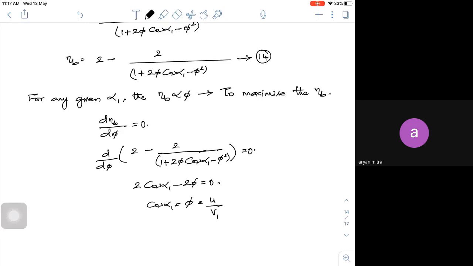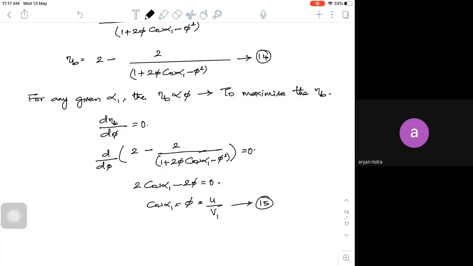So at any given point, your speed ratio will be the cosine of the given angle. Say if that angle is fixed as 12 degrees, cos 12 degrees is my phi. Once I know my phi, u by v1 I can find. So u is directly proportional to the speed, and it defines the diameter of the wheel, pi D N by 60. Fine, so I can find v1, some kind of optimum value.